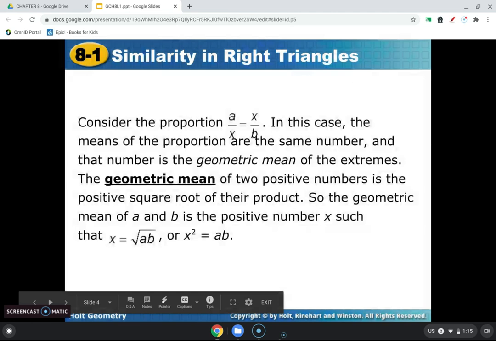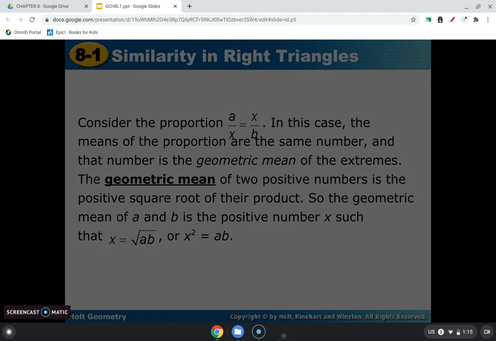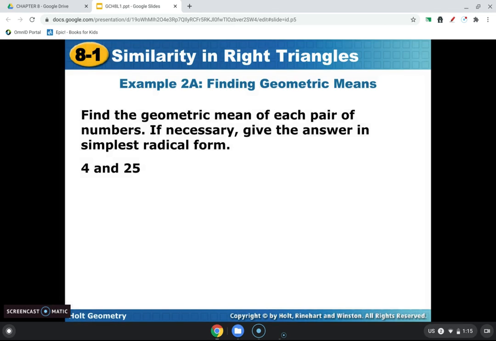Consider the proportion a over x equals x over b. That is the geometric mean of the extremes. To find the geometric mean, all you do is multiply them together and take the square root. I'm not going to have you put anything in simplest radical form. Let's just get in the habit of rounding to two decimals.